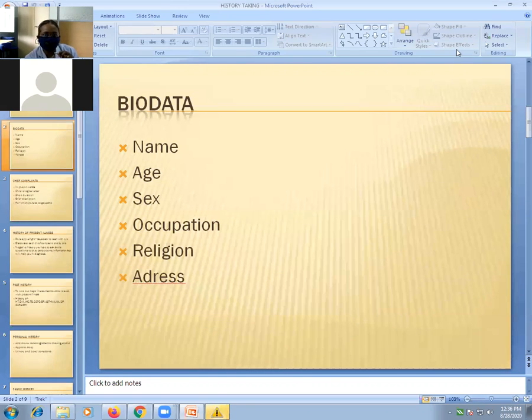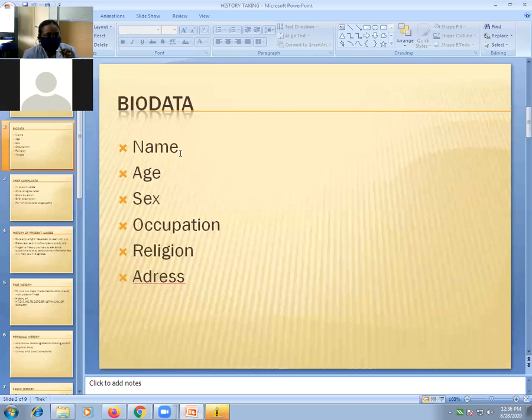For name, identification and communication purpose. Age: some diseases are common in children, some diseases common in young, some diseases common in old people. Many cancers are common in children, many cancers common in young, and many cancers common in old age. In old age, the diseases are mainly osteoporosis and arthritis. In children, leukemia is common. Lymphoma is common in young age, like that.